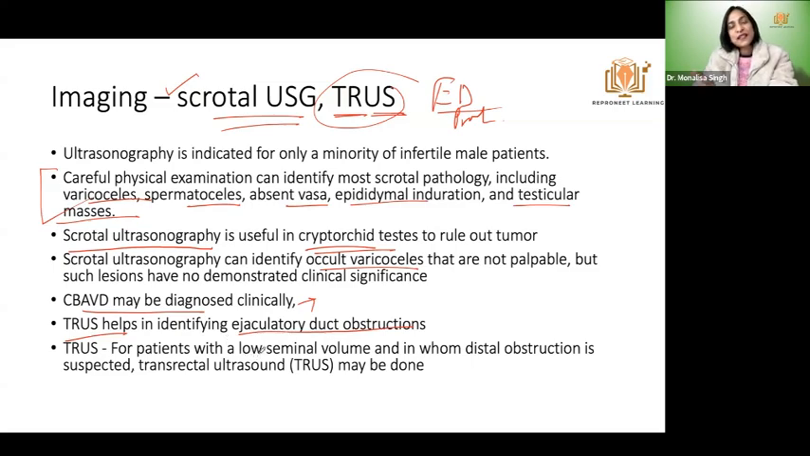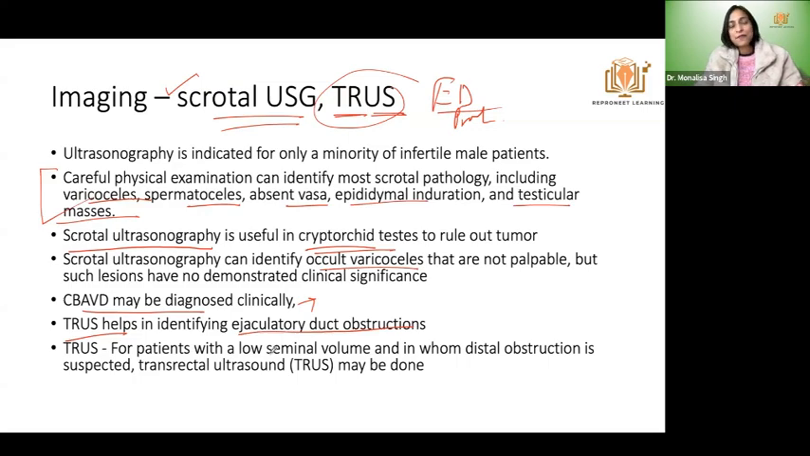So whenever there is testicular failure, you can see the size of testicles on orchidometer. You don't need a scrotal ultrasound. But whenever there is an obstructive pathology, if the patient wants to know what is the reason, you can advise a transrectal ultrasonography to see ejaculatory duct obstruction.